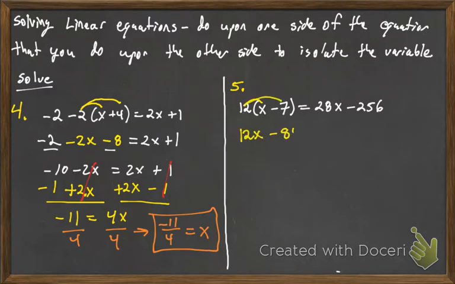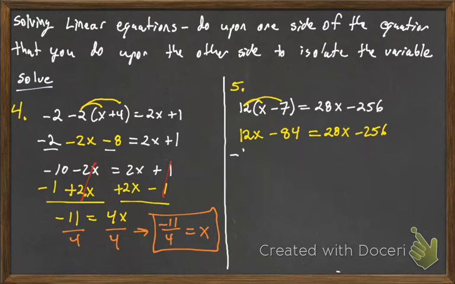So we're going to have 12x minus 84 equals 28x minus 256. And here we have to decide which side to move the x's on. Again, it does not matter. You're going to get the same answer either way. What I'm going to do is subtract 12x from both sides. That's going to move the x's over to the right-hand side, which means we need to move the 256 over, so we're going to add 256 to both sides.